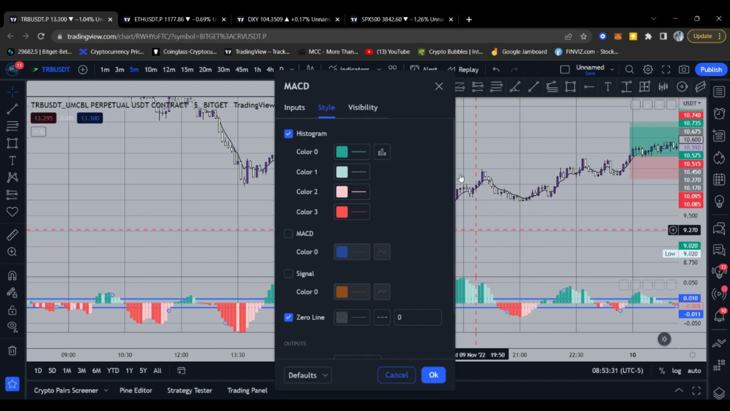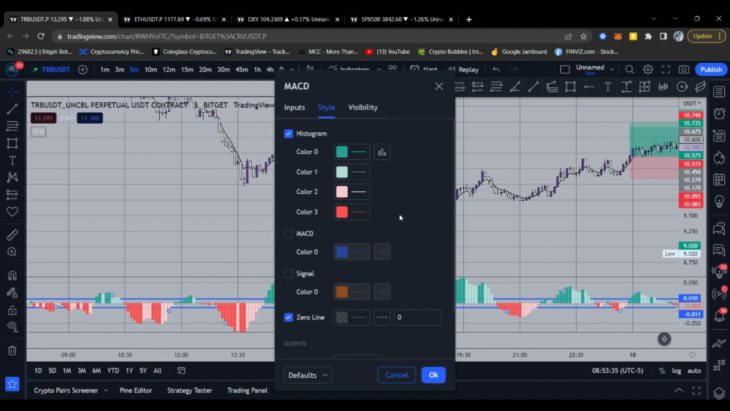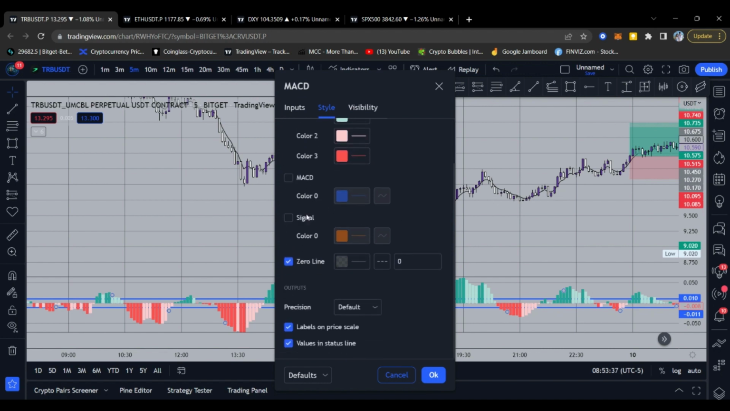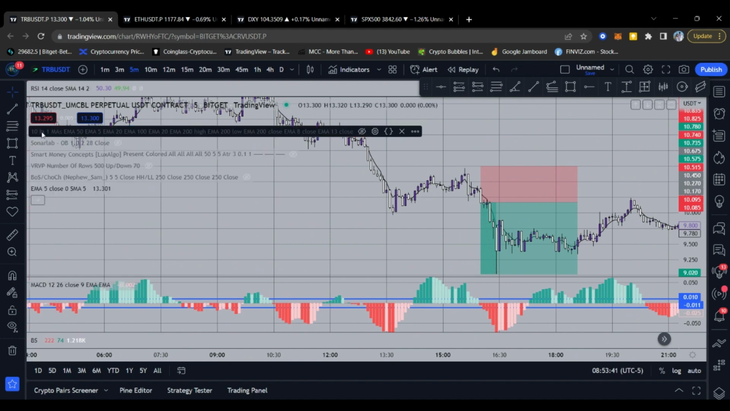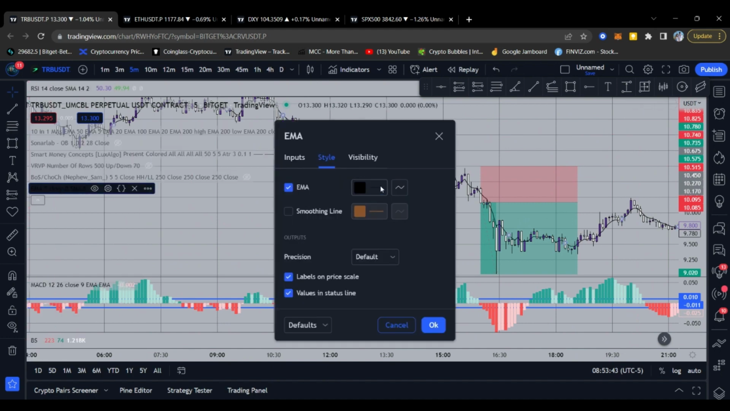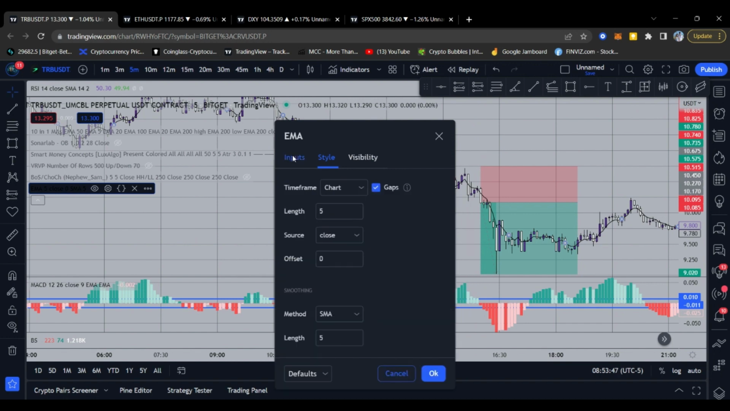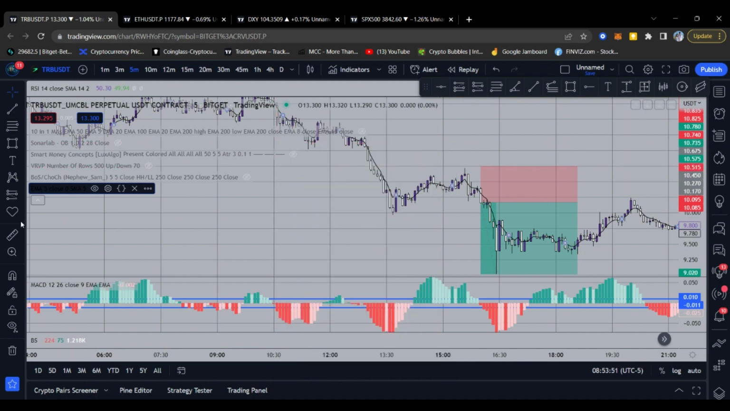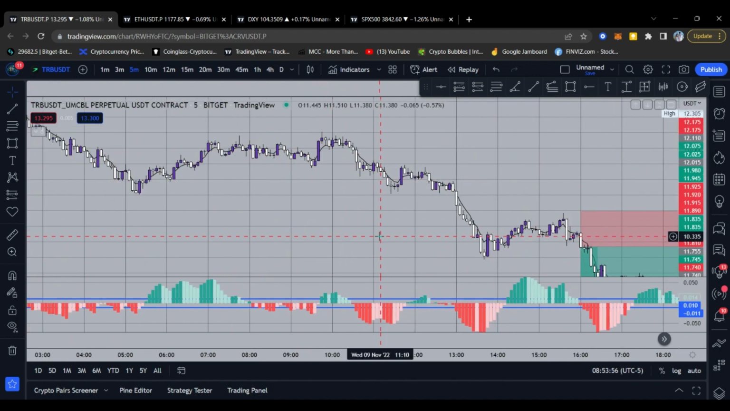So let's go to the settings of the MACD. We're going to leave everything as it is. We're going to go to the style setting and turn off the MACD line and the signal line. And then we're going to go to the settings of the EMA, and change the color to black or whichever color you prefer, thickness on the lowest level, and a period of 5. So your 5-period EMA here, MACD down here.